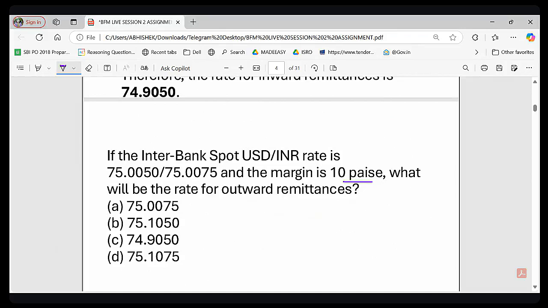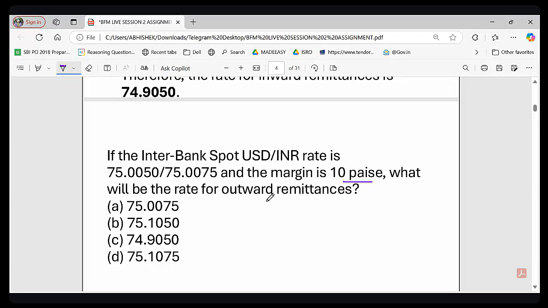Okay, so one answer I am getting is option number D. Let me check whether your answer is correct or incorrect. So let's start with a simple question. What is the interbank selling rate mentioned in the question? Drop your answer in the chat box. Let us solve step by step.